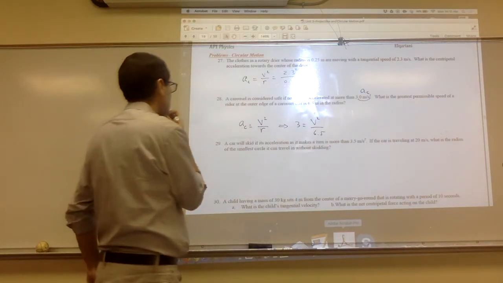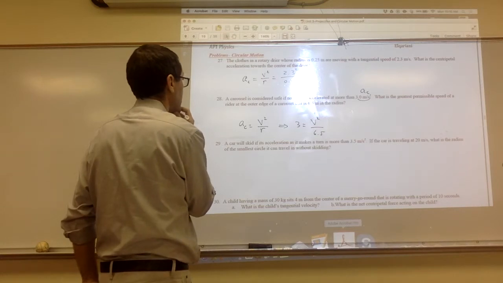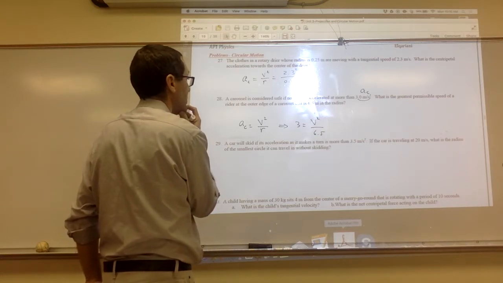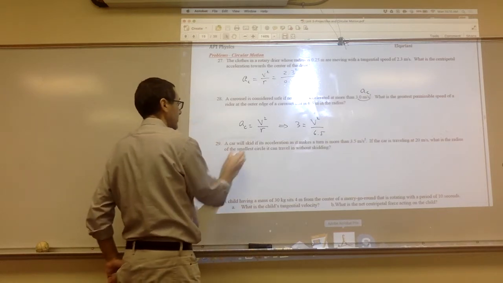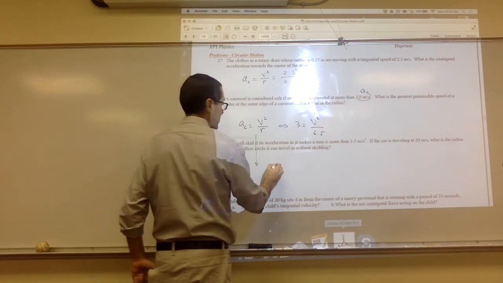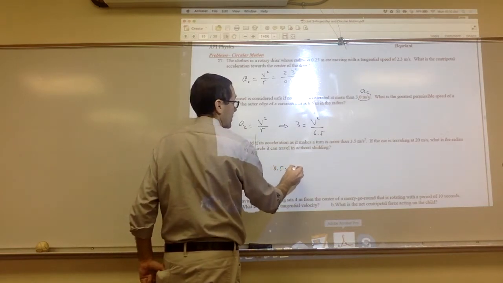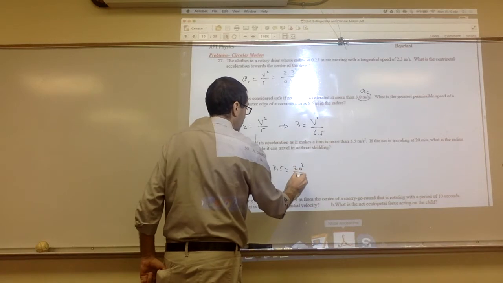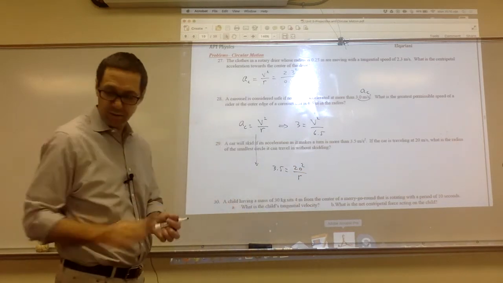Okay, a car will skid if the acceleration as it makes the turn is more than 3.5 meters per second squared. If the car is traveling at 20 meters per second, what's the radius? Same idea. Write this formula here, put 3.5 here, 20 squared over r, and you should be able to solve that equation.